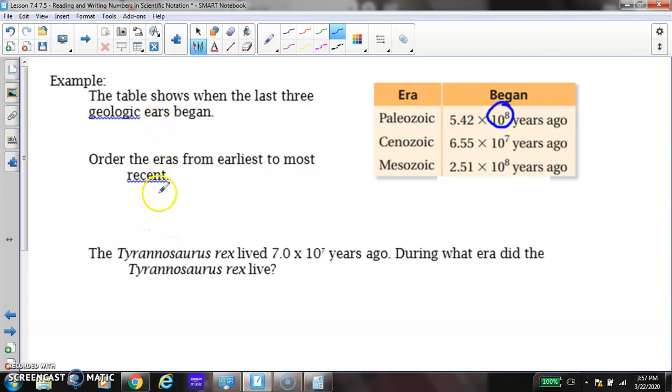In the question, it says order the eras from the earliest to the most recent. So when we talk about the earliest, it would be which one occurred the longest time ago. Well, it's between the Paleozoic and the Mesozoic because we have the same power on 10. So these are really big numbers, right? Happened a really long time ago. The larger one is actually the Paleozoic because the factor in front is 5.42 compared to the 2.541. So the Paleozoic would be the earliest, then the Mesozoic, and then the Cenozoic.